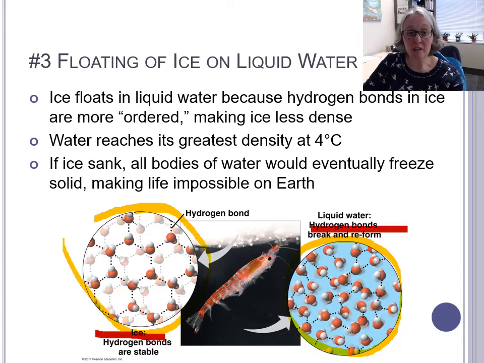It's actually really important in biology. If ice sank to the bottom of our rivers and our lakes and our oceans, all bodies of water would eventually freeze solid, and this would make life impossible on Earth. And I want to talk about this for a second. So maybe you don't really like to eat fish, right? So you're like, who cares if we kill all the fish in the ocean or in the lakes? Like, I'll just eat other stuff.